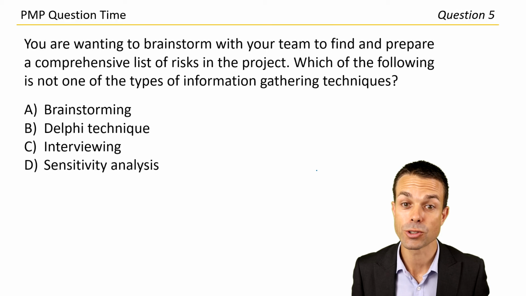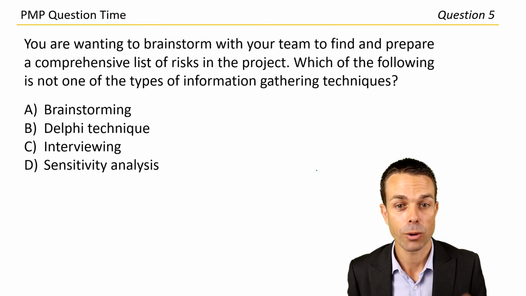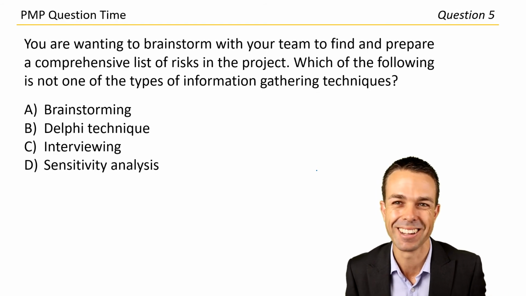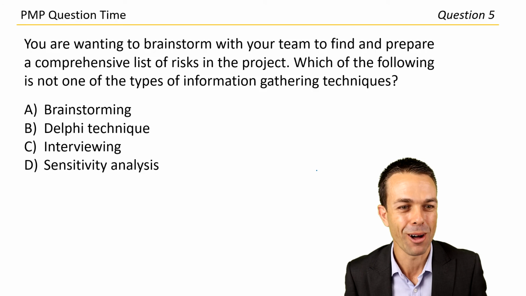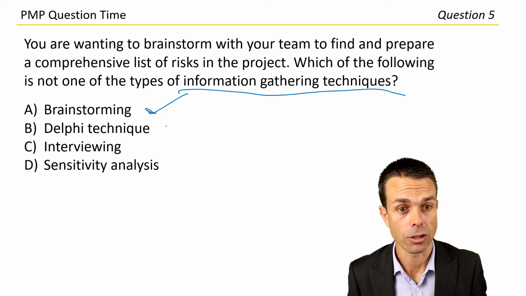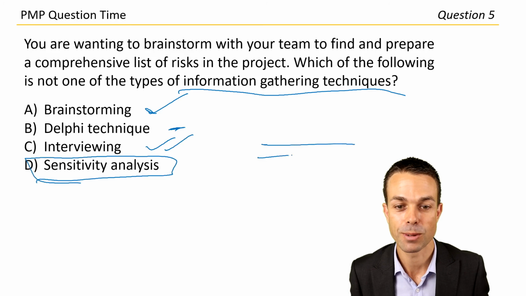You're wanting to brainstorm with your team and find and prepare a comprehensive list of risks in the project. More risk. This is the risk question hour. This is fantastic. Which of the following is not one of the types of information gathering techniques? Okay, yes, we're going to use brainstorming. Delphi, oh gosh, what is that? I can't remember. Interviewing, yes, we're going to use that to gather information. Definitely not sensitivity analysis.